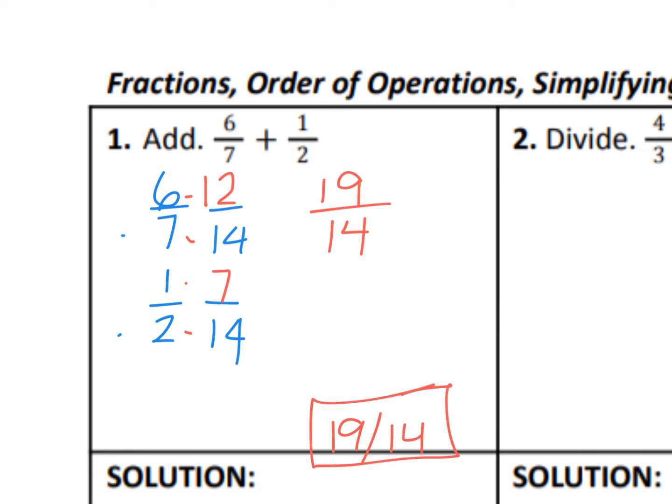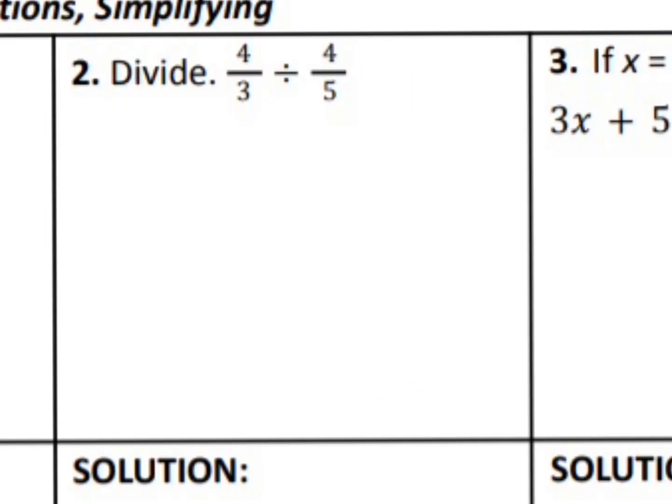Alright, looking at number 2. Okay, so this one asks us to divide. So when we divide, remember that we can keep, flip, change, or basically multiply by the reciprocal. I'll show you what that looks like. So we're going to take the first number, we're going to keep it. So 4/3. We're going to change the sign. So instead of division, we're going to have multiplication. And instead of 4/5, we're going to take the reciprocal, which is 5 over 4, 5/4.